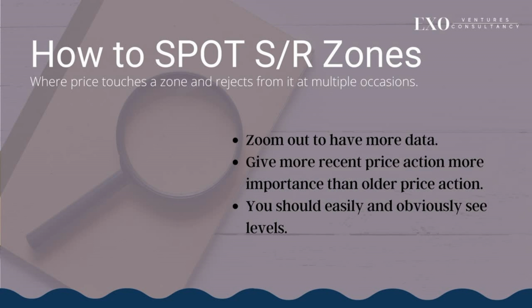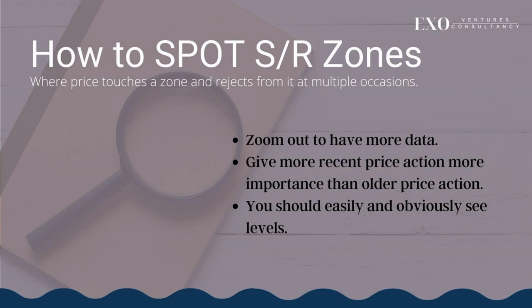So how do you spot these zones? First of all, you want to zoom out of the chart. You don't want to have a few candlesticks to look at. You want to have a lot of candlesticks, a lot of data, to be able to very easily see the zones. Next, you want to give more recent price action more importance than older price action.